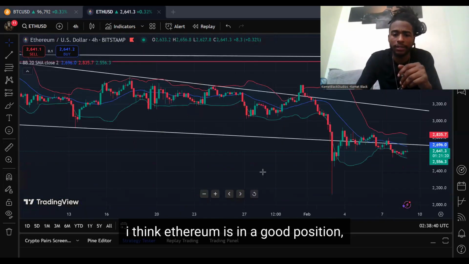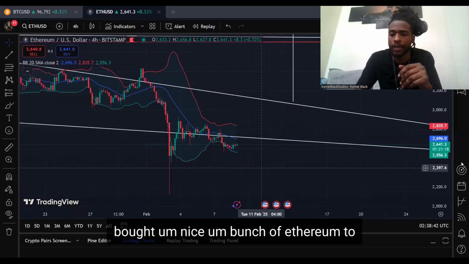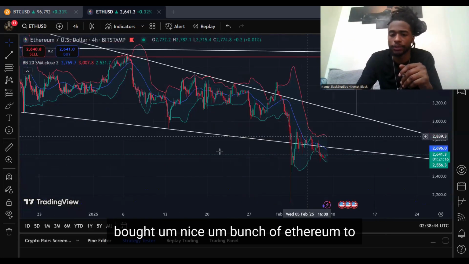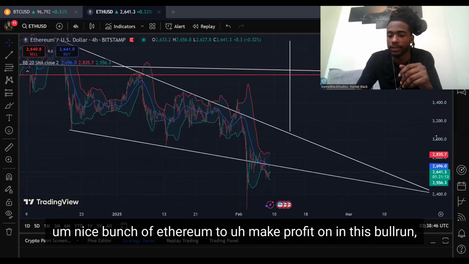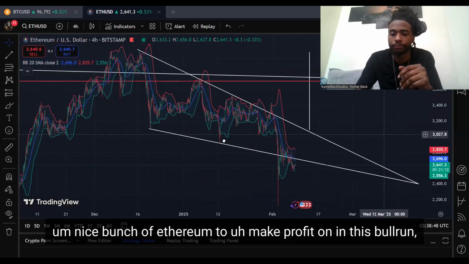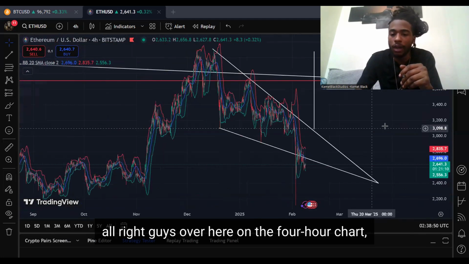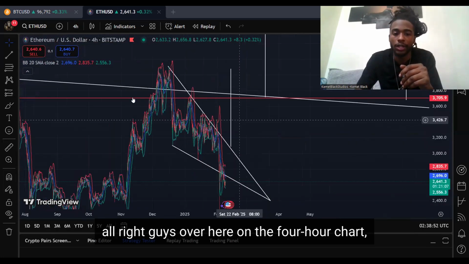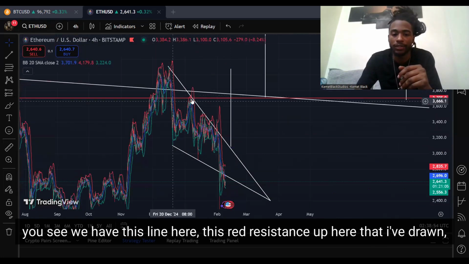Now let's go to Ethereum real quick, guys. I think Ethereum is in a good position. I bought a nice bunch of Ethereum to make profit on in this bull run. Over here on the 4-hour chart, see we have this line here, this red resistance up here that I've drawn.